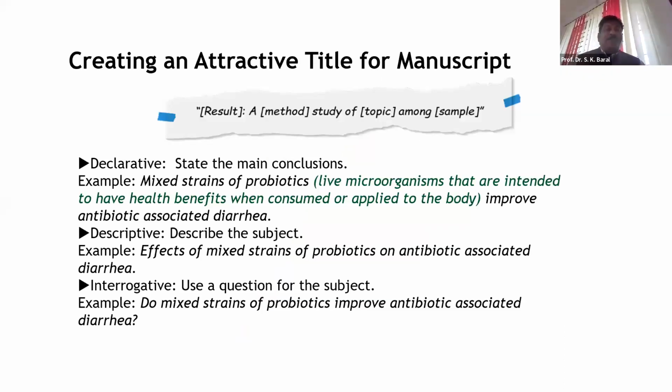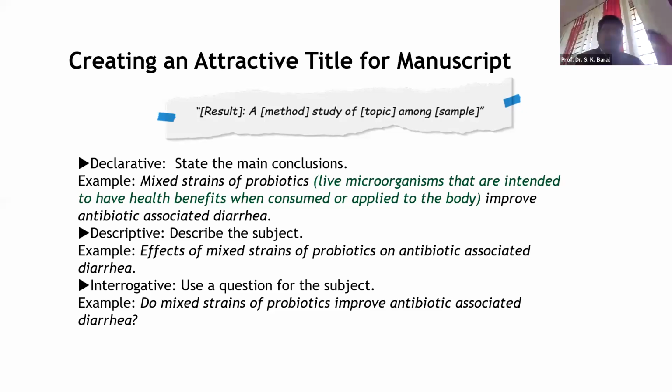And there are three types of titles. Always remember: one is declarative, one is descriptive, one is interrogative. These are the three types of titles for your paper. Declarative states the main conclusion, where you have concluded your paper and given a conclusive statement. That can be the topic of your paper. For example, mixed strains of probiotics improve antibiotic associated diarrhea. It is your finding. So you can take this as your topic. This is a declarative topic.